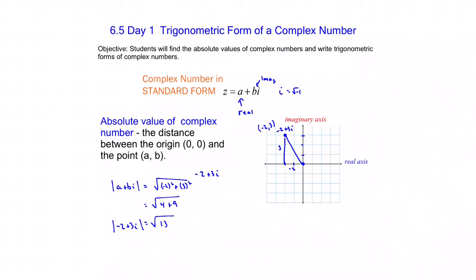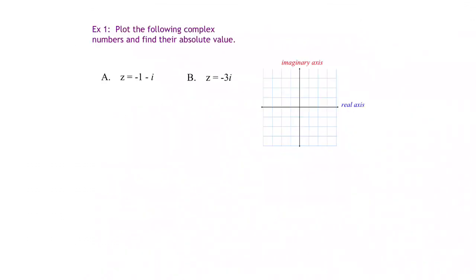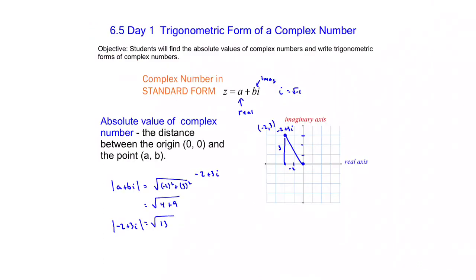So that's how you find the absolute value of a complex number. It's the same math in terms of using the Pythagorean theorem, but now we're talking about the distance from the origin to that point a comma b for that complex number. So in the first example here, I want to plot the following complex numbers and then find their absolute value. For point A, we have z is equal to -1 minus i. And z is just another way to write a plus bi. If you look back on the first slide, I have z is equal to a plus bi. So once again, just another way to write that.